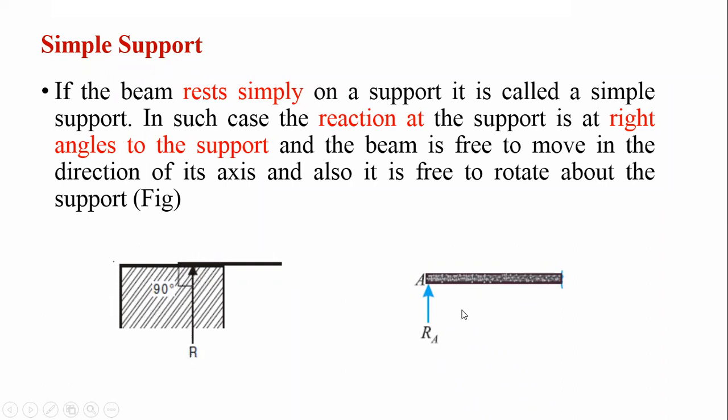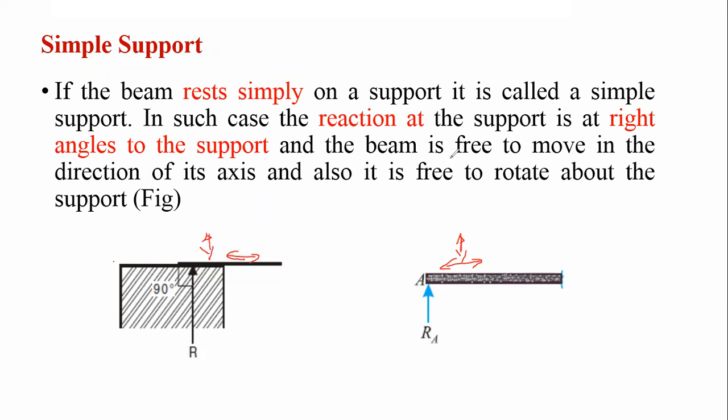The reaction which is developing, let us consider this reaction as Ra, or let us say R, is making an angle of 90 degrees. That's why the reaction at the support is at right angle to the support, and the beam is free to move. It is allowed to move in this direction as well as in the vertical direction also. The beam may move in this direction or in this direction.